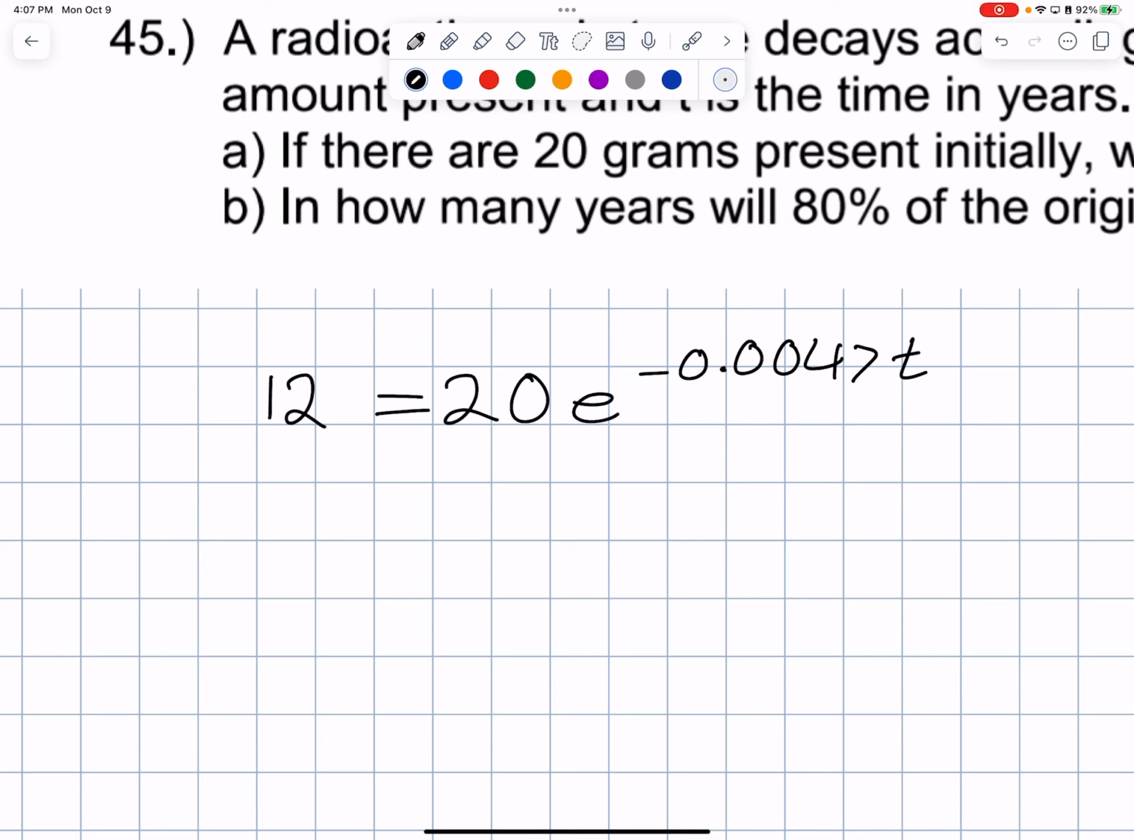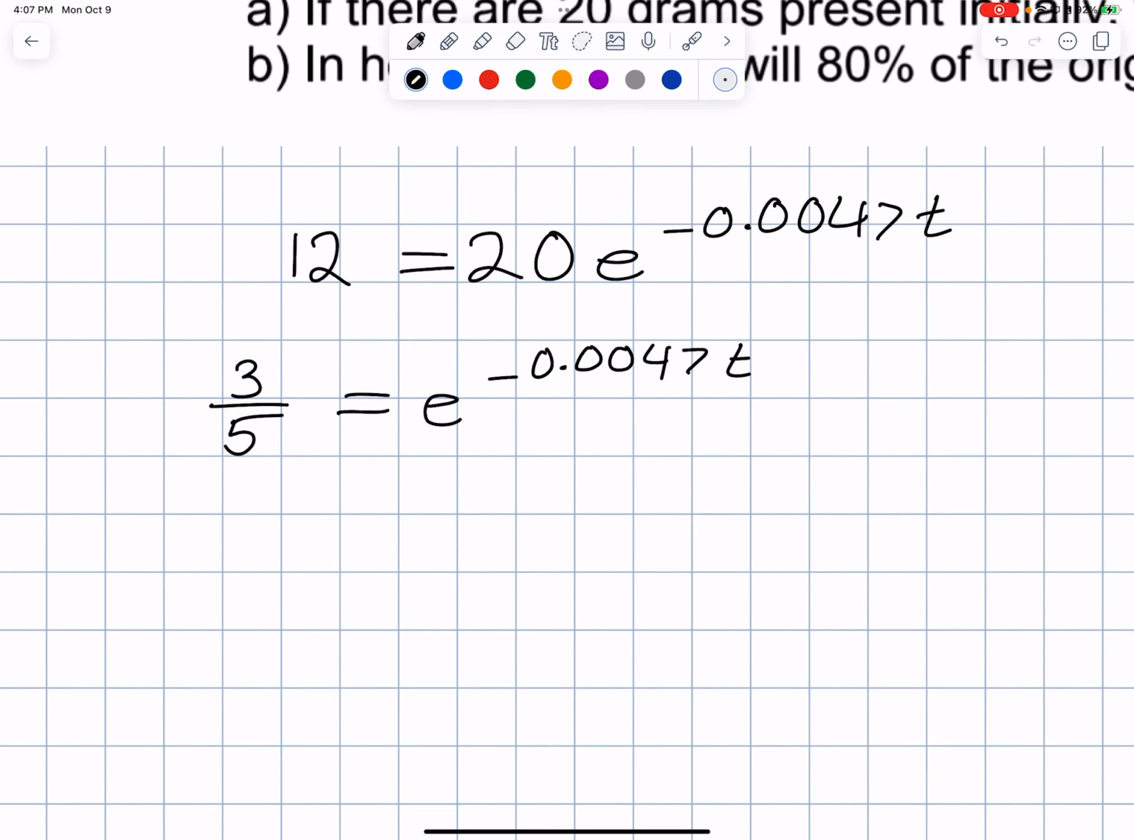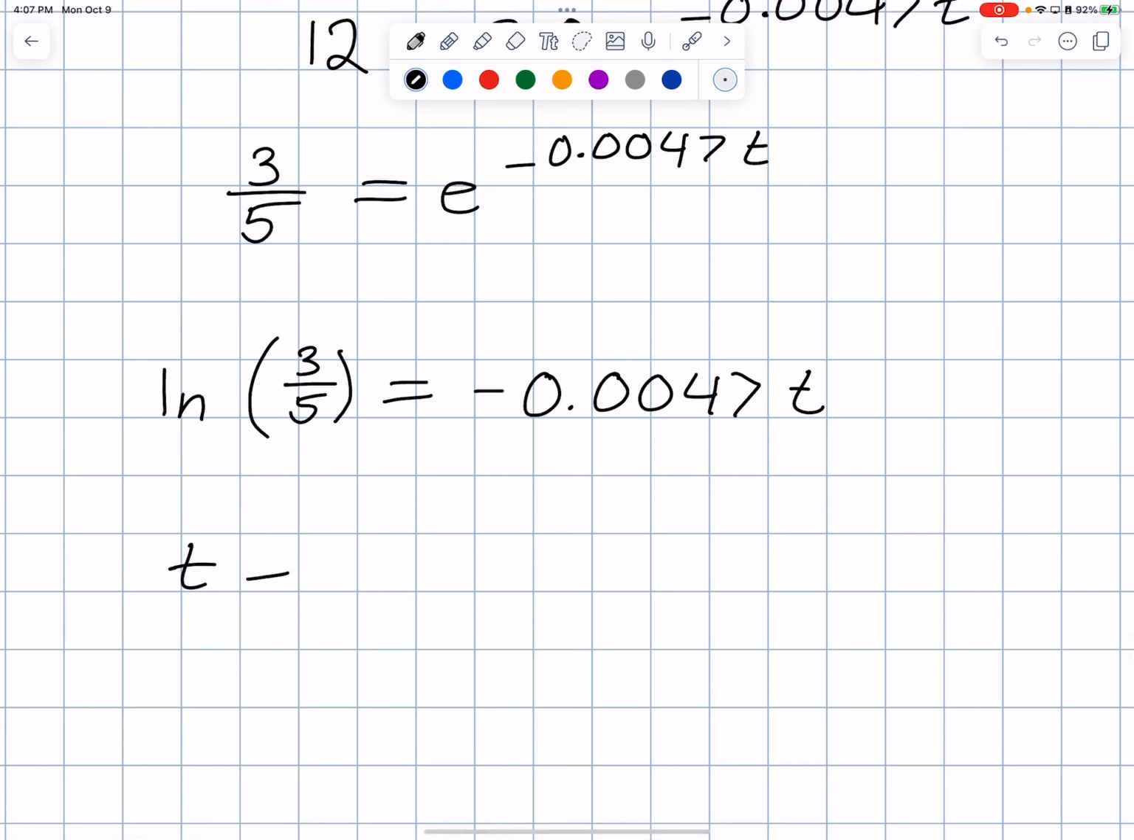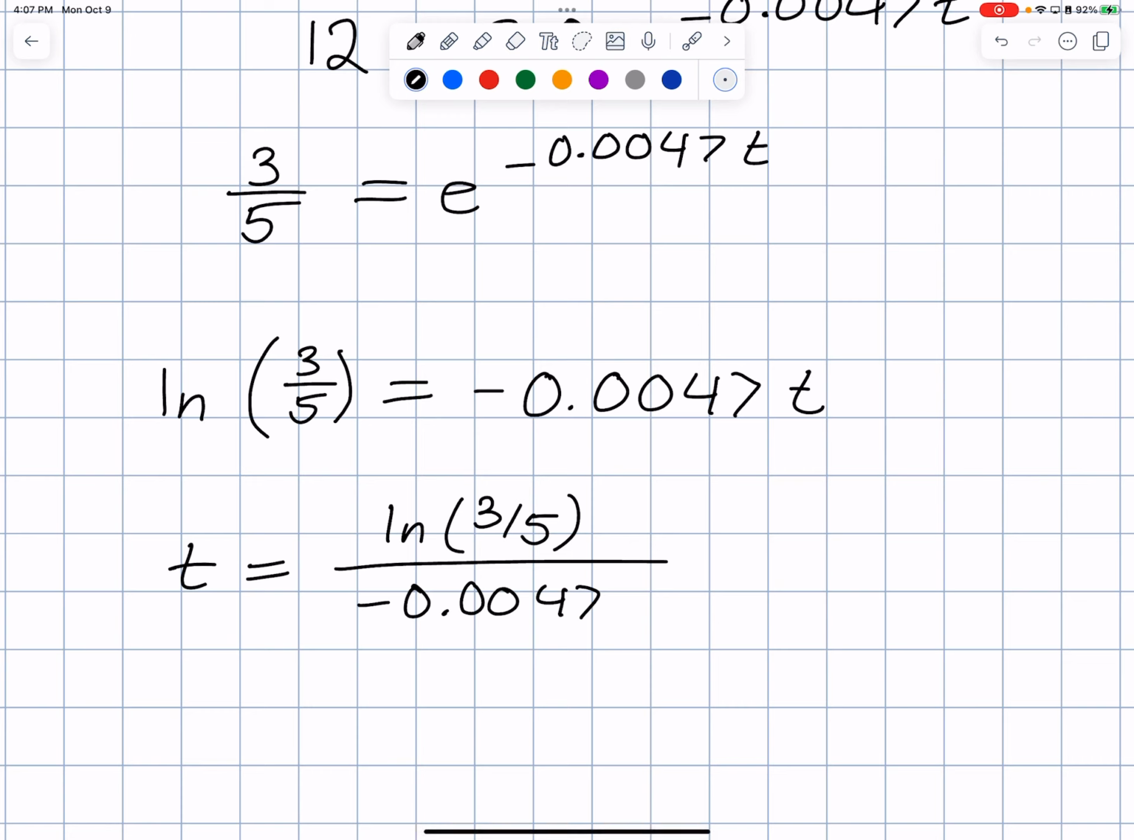To solve this, we follow the same process. Divide both sides by 20, so we get the e by itself. And we have 12 over 20. Well, that'll simplify to 3 over 5 is equal to e to the minus 0.0047t. This is an exponential. Rewrite it as a logarithm. The log base e, or the natural log, of 3 over 5 is equal to negative 0.0047t. Divide both sides by negative 0.0047, and we'll have our answer. So I would type this into my calculator. Questions?